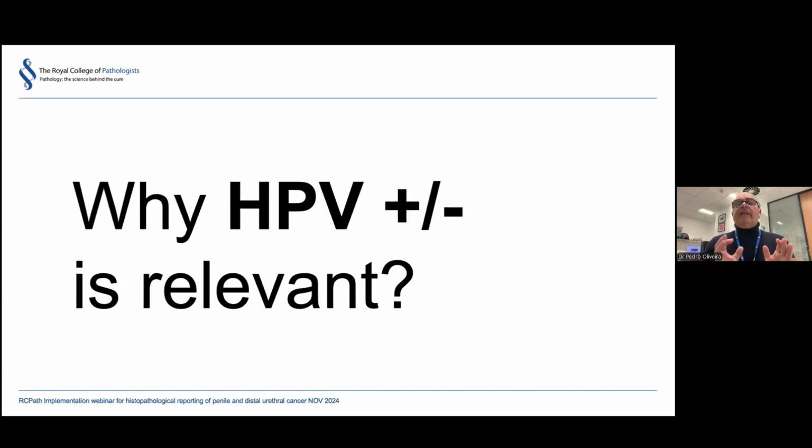So this means that the historical data that we have been using to define treatment, management, outcome, everything for penile cancer has been mixing two different carcinogenesis models. This has been shown by comparison with other cancers, and we need to make this difference, because probably we will end up treating penile cancers, HPV-associated versus HPV-independent, differently in the future.